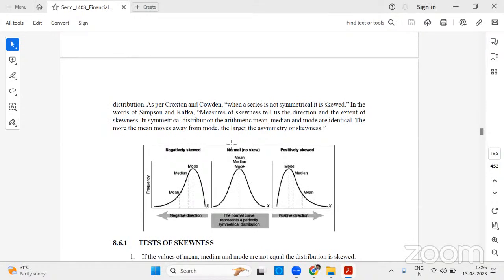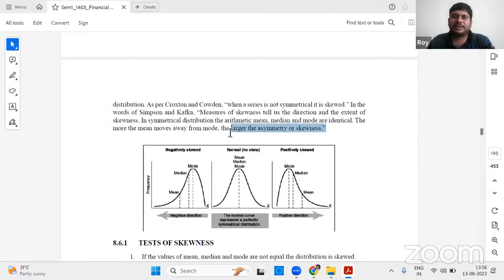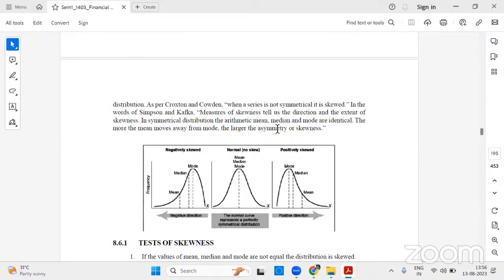Yeah, that is the thing. Now, if both are identical, the more the mean moves away from the mode, the larger the skewness is. That means if more people are not having the average value, then skewness is there. Now we need to understand that skewness means there is variability, inequality. Skewness means inequality, and the larger the inequality is, the larger the skewness.